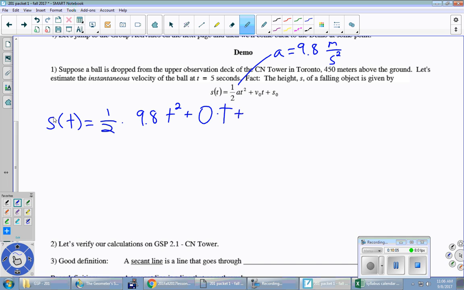Plus, last thing is S sub 0. Initial height of this ball at the moment we drop is 450. Okay, so there's our formula. And we'll just crunch a little bit to make it look cleaner. So a half of 9.8, I guess that's 4.9 t squared plus 450.